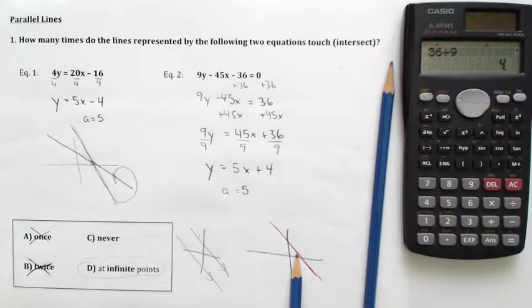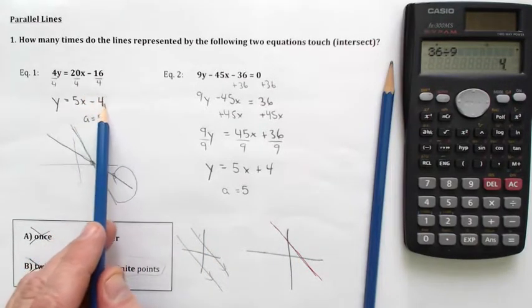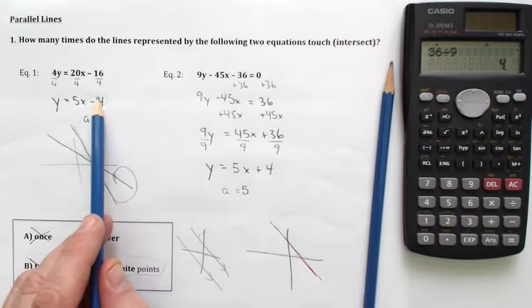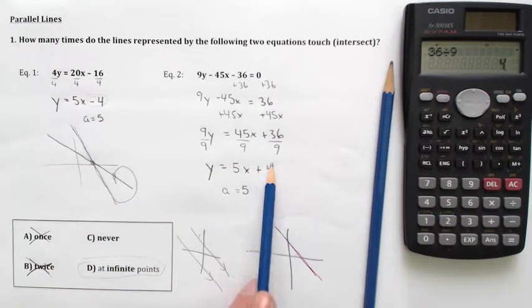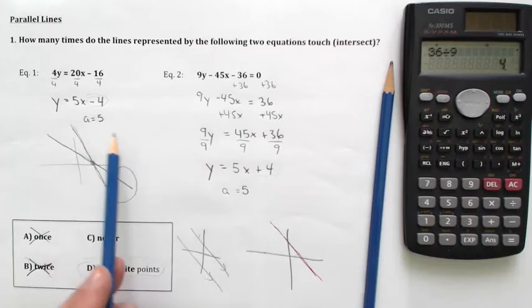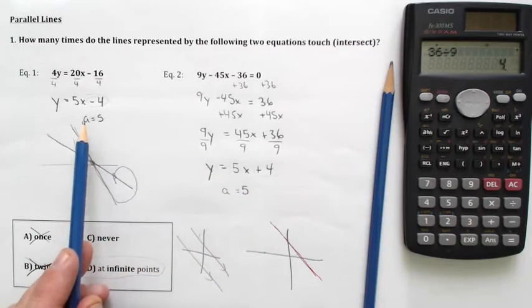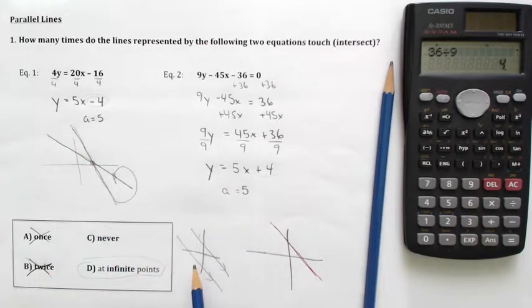Now I'm going to look at the b. In this one, you can see that the b is a negative 4, whereas over here the b is a positive 4. So these are not the same equation. What that means is they have different y-intercepts. And that means it's got to look like this, right? This line will cross at positive 4, whereas this line crosses at negative 4. They're parallel, they have the same slope, but they have different b's, which means they never touch.